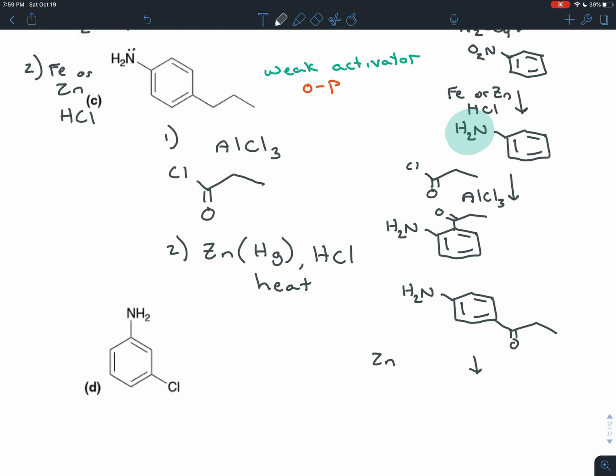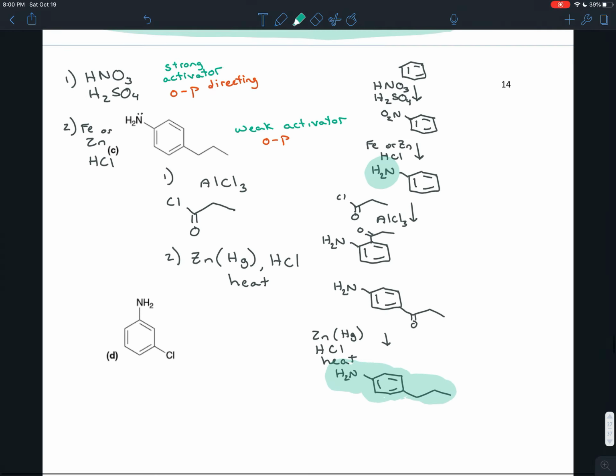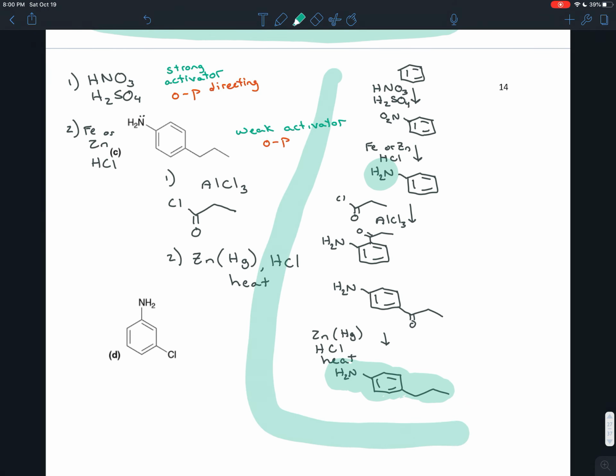And you can do that by adding a zinc-mercury amalgam, mixing that in with hydrochloric acid and heat, and that turns this molecule into the molecule that we want. And so that's the molecule we want, and this whole synthesis is the synthesis that would give us our correct product.